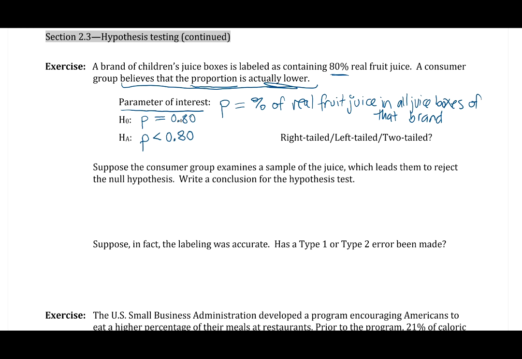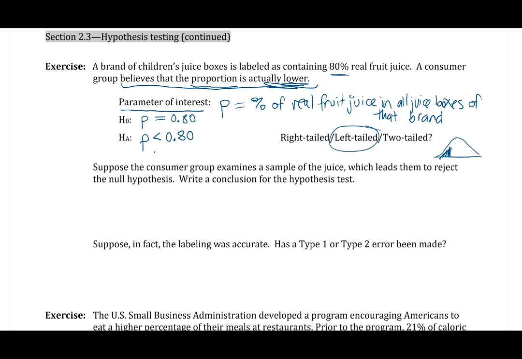All right, and then looking at that alternative hypothesis, which we came at because it was lower, tells us that this is going to be a left-tailed test. So our picture would look something like this, and we're looking at the lower tail for evidence against that.